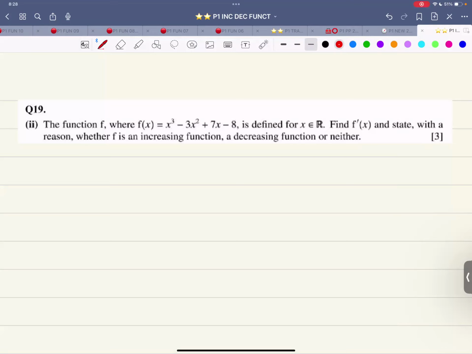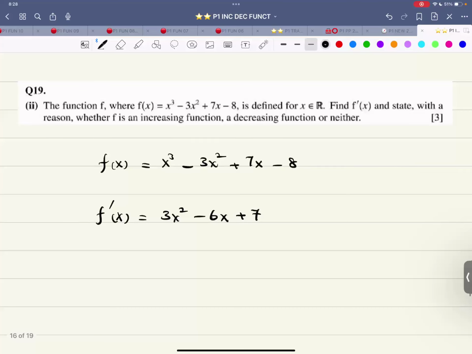Now it says question number 19. It says the function f, where fx is such and such. So let me write over here, fx is equal to x cubed minus 3x squared plus 7x minus 8, defined for all real values of x. Find f prime x. So f prime x, that is 3x squared minus 6x plus 7. State with the reason whether f is increasing, decreasing, or neither.